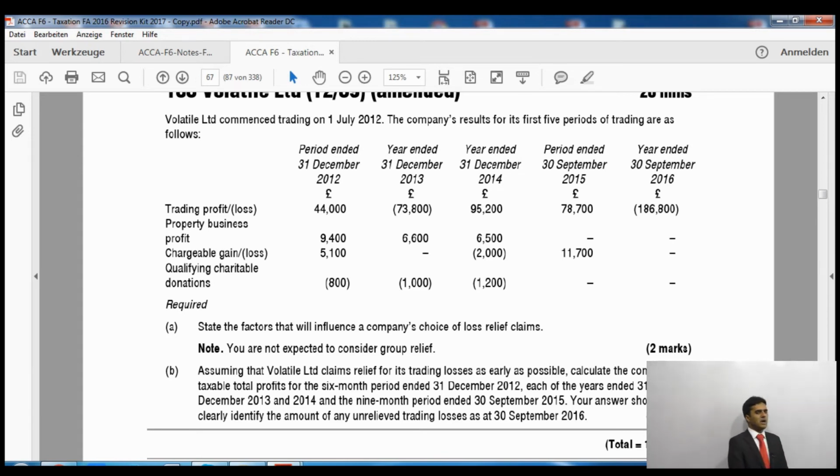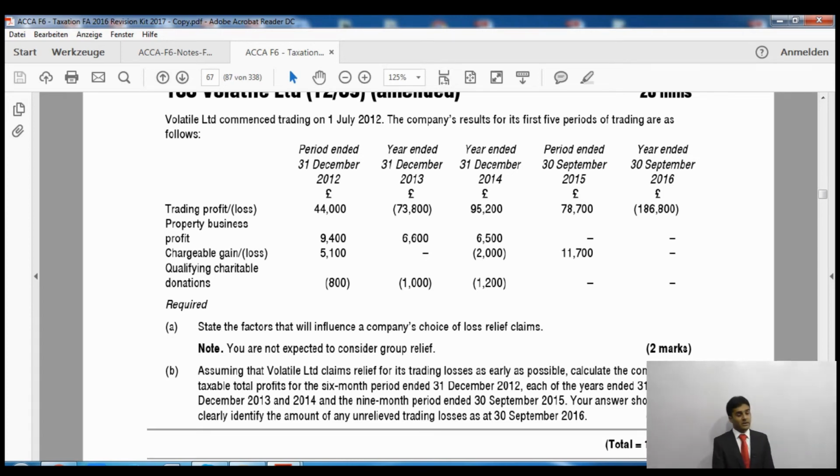Second preference is that I should set off against the previous year, right? Because we have some profits in the previous year, and the good news is that in the previous year we can set off against the total profits, right? So total income. So in the previous year we have got £44,000 of trading profits, 9,400 property business profit, 5,100 chargeable gain, which means that we have got lots of things in the previous year, and we can reduce the previous year's profits to zero, so that we will have to pay no tax in the previous year.